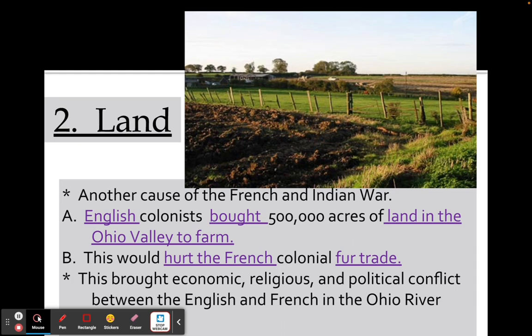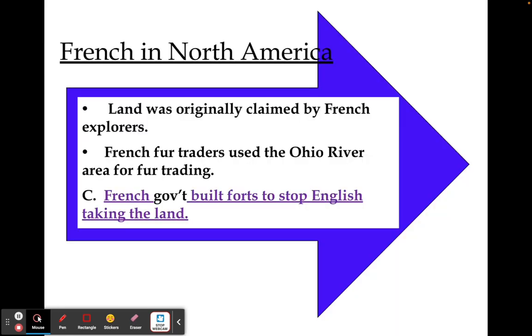Also, religious conflict. At this time, the English were Protestant, they were Anglican. The French are predominantly Catholic. So, you had differing religions as well. And then also the political conflict going on between the two.